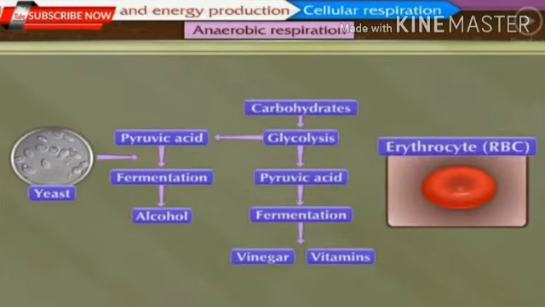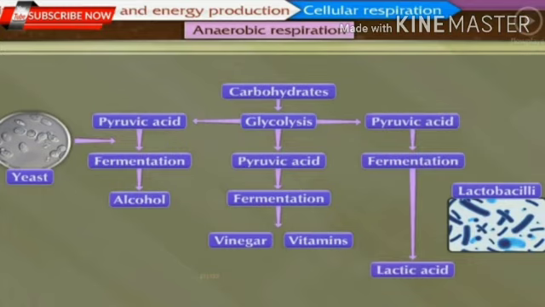Our blood has RBCs, meaning erythrocytes. These RBCs do not have mitochondria. Therefore, these RBCs entirely depend upon anaerobic respiration for energy production, and after that lactic acid is produced by fermentation. In 9th standard, we learned about lactobacilli, the bacteria which are present in milk. After fermentation, they turn pyruvic acid into lactic acid.